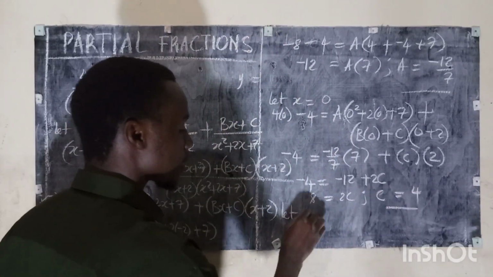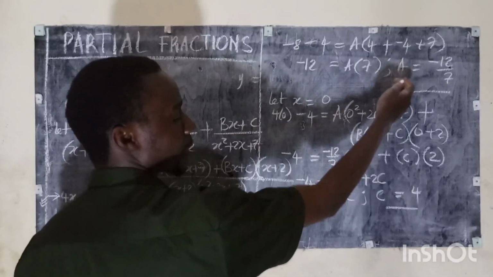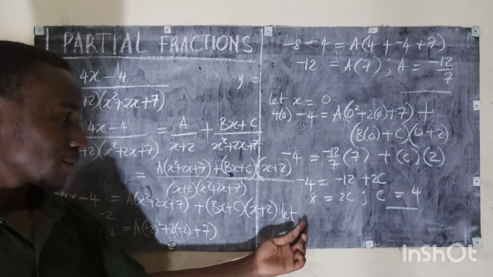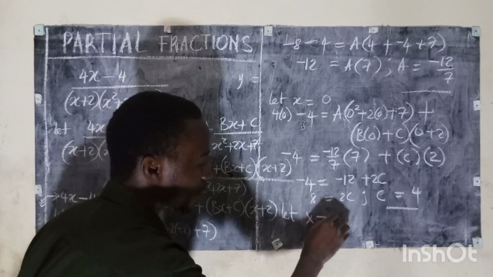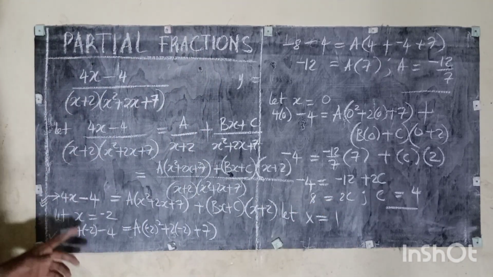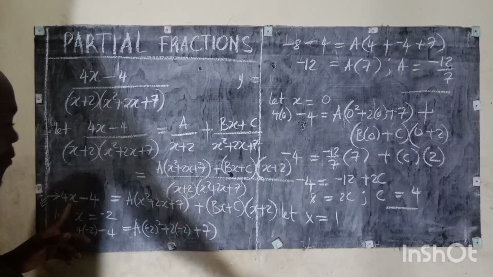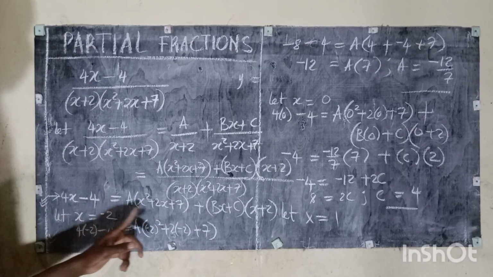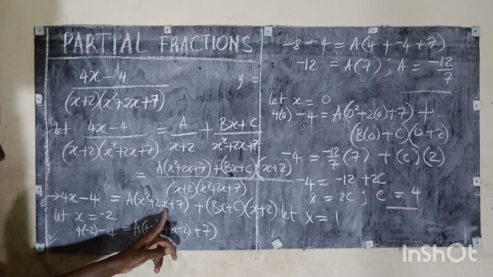So you let, are you seeing? We are having our a and our c. So you let one more unknown. No, sorry, you let one more value of x. Let us say 1. So letting x to be 1, it means that we shall substitute here by a 1, and here by a 1, here by a 1.